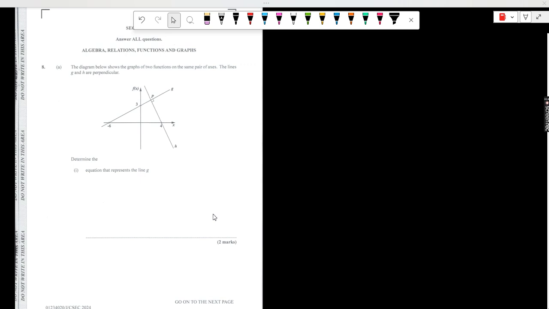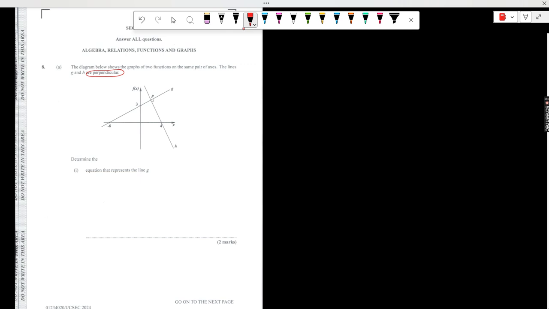All right. So this first part of the question says the diagram below shows graphs of 2 functions on the same pair of axes. The lines G and H are perpendicular, right? So we should be able to draw certain conclusions from that piece of information, that the lines are perpendicular. So this right here is very important. Lines are perpendicular. We want to determine the equation that represents the line G.